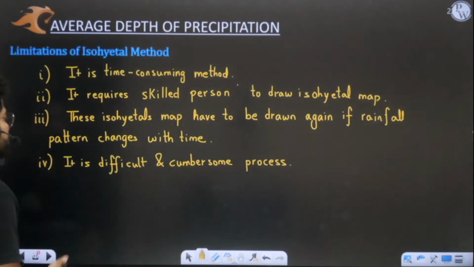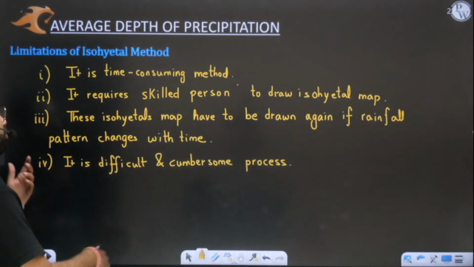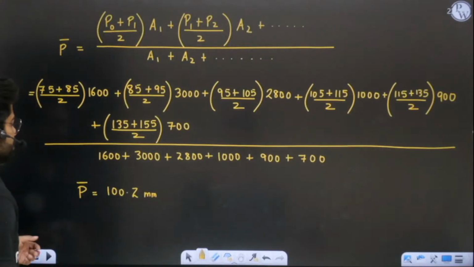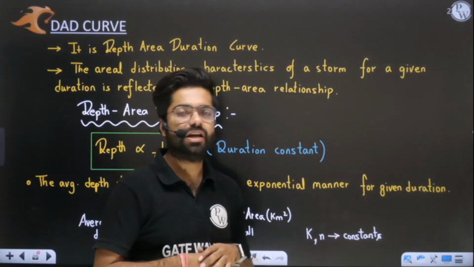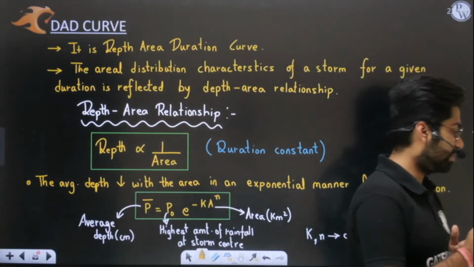It's difficult to draw, and if rainfall pattern changes with time, we have to draw that kind of maps again and again. We solved one question. I hope this question was very clear to you all. So basic fundamentals, we have three formulas which you have to remember in order to find the average depth of precipitation. I hope this is clear.